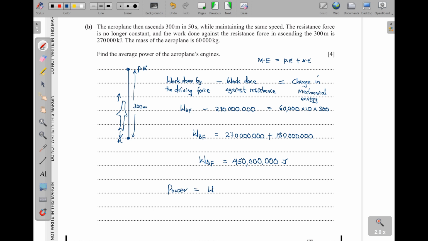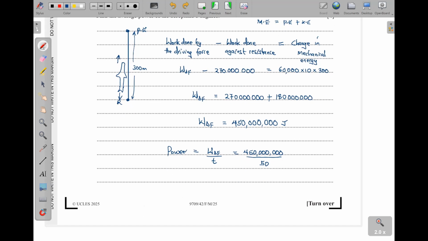Then power is the rate of doing work, will be work done by the driving force divided by the time taken. So I'll get 450 million, then we divide by the time taken, which is 50. Okay, because 50 can go here 9 times, so that will be 9 million. So we shall write our final answer as 9 million watts. That is that, or we can write it as 9,000 kilowatts.